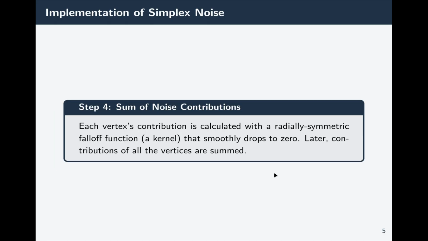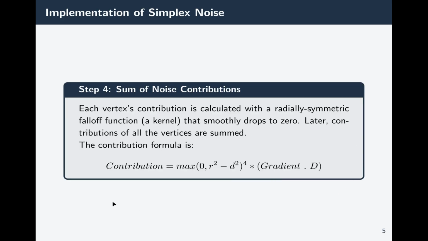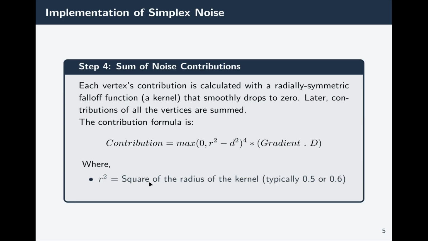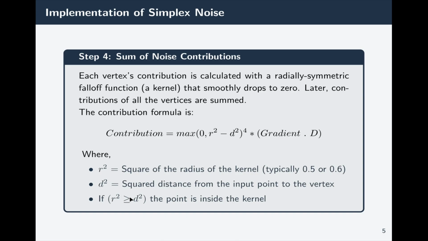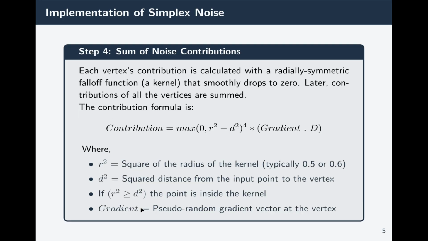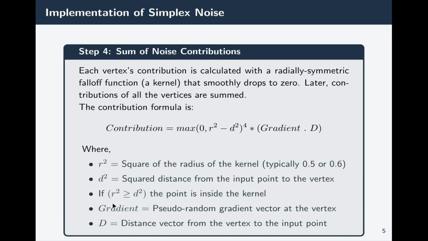Now we need to sum the noise contribution from each of the vertices. This is the formula for our contribution. R square is the radius of the kernel. This is typically set to 0.5 for 2D and 0.6 for 3D. D square is the square distance from our input point to the vertex. If R square is greater than or equal to D square, the point is inside the kernel. Otherwise, the point is outside the kernel, and using this method, in that case, the contribution becomes 0. And the gradient and distance vector, we have found them in the previous step.